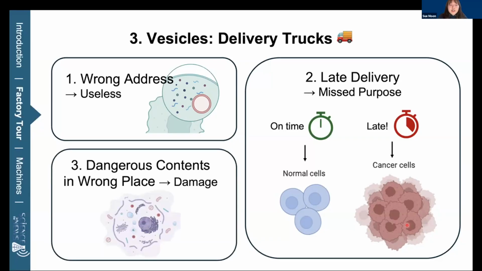And finally, dangerous contents ending up in the wrong place can lead to cellular damage. When digestive enzymes that are meant for lysosomes end up somewhere in the cytoplasm, then they can break down important cellular components, such as the machines that we have talked about in the previous slides, eventually damaging the entire cell. So imagine delivering an almond chocolate to someone who has almond allergies. You don't want that to happen. So it is important to make sure the delivery trucks or vesicles deliver properly.